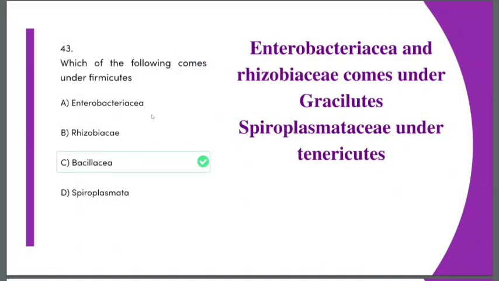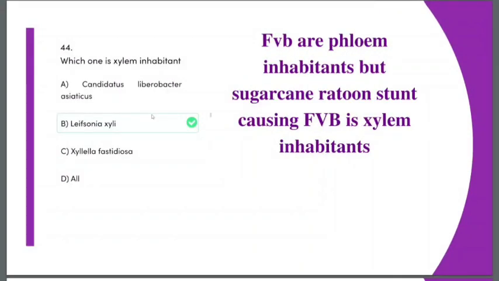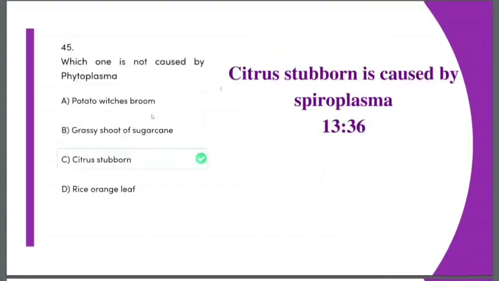43rd is, which of the following comes under Firmicutes? So answer is Bacillaceae comes under Firmicutes, and the other options, that is Enterobacteriaceae and Rhizobiaceae, come under Gracilicutes, and Spiroplasma comes under Tenericutes. 44th is, which one is the xylem inhabitant? So Leifsonia xyli, it's the exception, and it's the xylem inhabitant FVB, and others are all phloem inhabitants, and Leifsonia xyli causes sugarcane ratoon stunt.